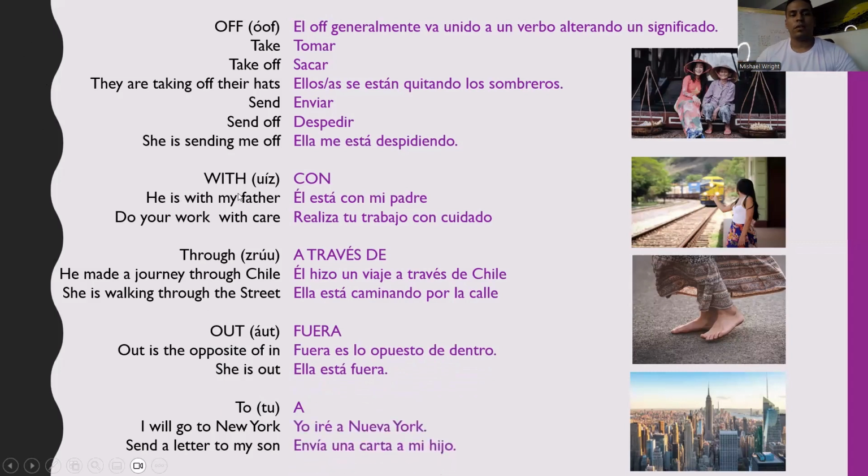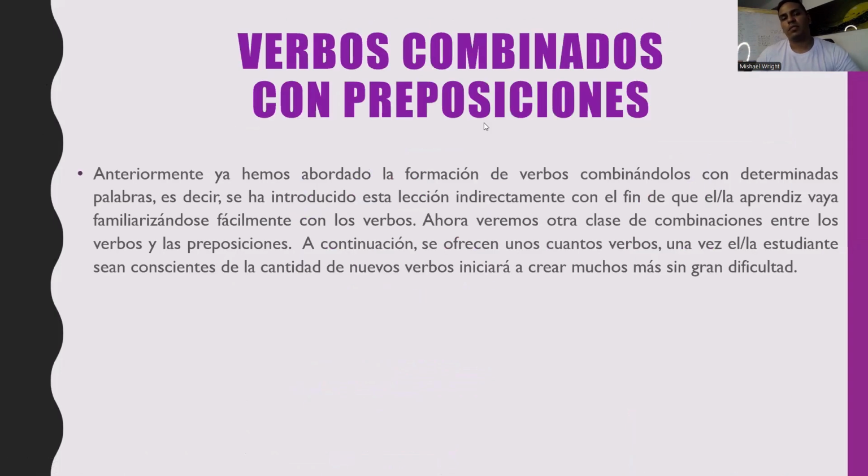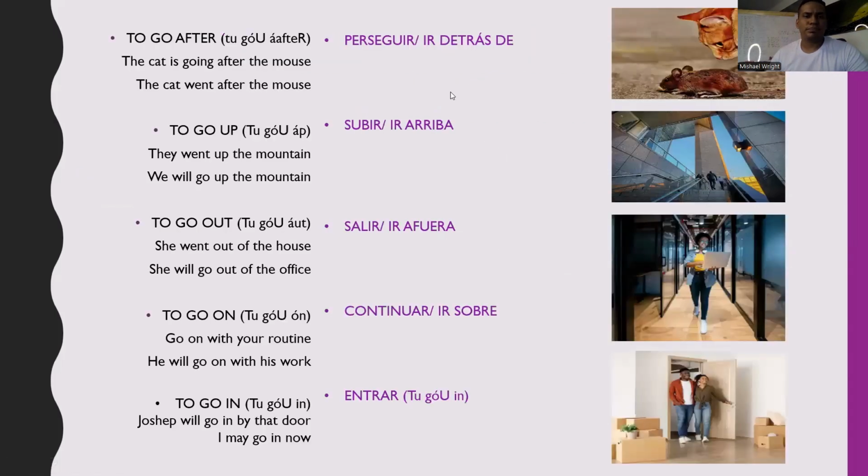Okay, so let's go with the next prepositions that are combined with verbs. So really important, because I have already explained this in a video that I have shortened and edited for you, but it's really important to learn all of these verbs by heart. We're gonna have a quick check on these verbs, but it's so simple. So we have to go after, right? So we have some examples. The cat is going after the mouse, or the cat went after the mouse, right? So what does it translate?